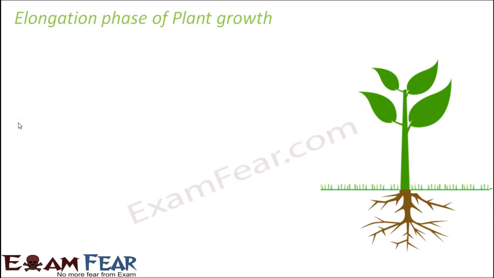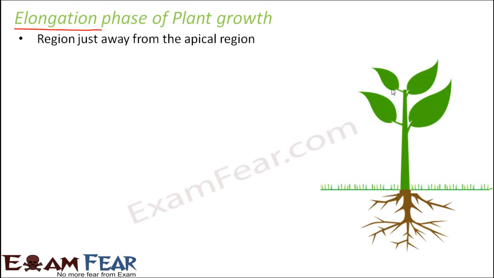The next phase is elongation phase. Now what happens? The term elongation means to get elongated or to lengthen something. So this part will represent the increase in length. So this is the region which is just away from the apical region. So this was the apical region, and this apical region was the meristematic region. After the apical region, this portion becomes the elongation phase.